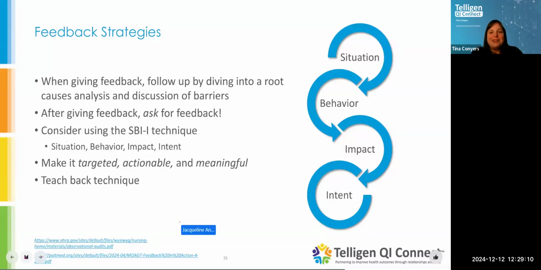Finally, it's recommended to utilize the teach back method after feedback to make sure that your full message was understood and can be internalized. Something like, okay, now it's time to see how well I did my job of explaining. So tell me what we talked about so I can make sure I'm giving you all the info I'm supposed to. All right, we'll go to the next slide.